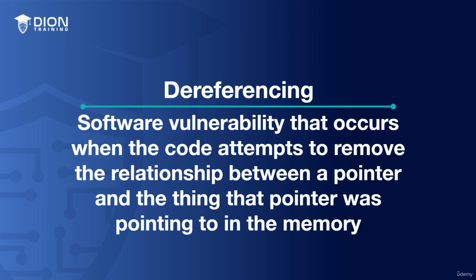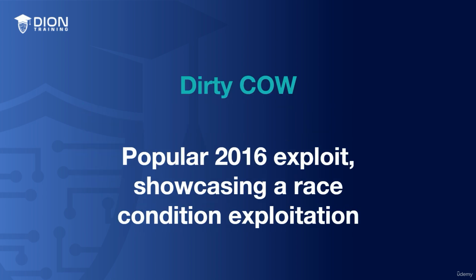Now, one of the ways this can happen is by a null pointer dereference exploit being exploited to trigger that race condition. Dereferencing is a software vulnerability that occurs when the code attempts to remove the relationship between a pointer and the thing that that pointer was pointing to inside of your memory. Dereferencing will break the reference pairing between the pointer and the thing it was pointing to in memory, and this allows changes to the location of memory or the variable that contains that memory location. Now, race conditions are difficult to detect and mitigate in our modern networks.